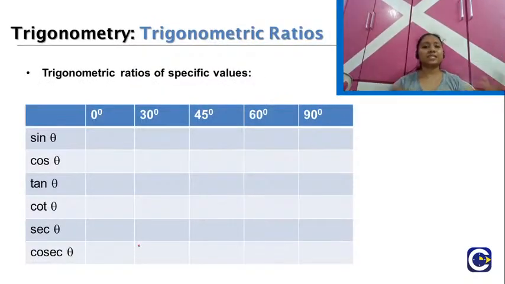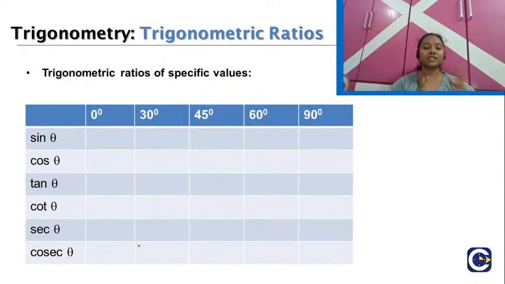To make it easier, I kept all this in a tabular form. Here I am taking 5 angles: 0 degrees, 30 degrees, 45 degrees, 60 degrees as well as 90 degrees. And we are considering all our 6 trigonometric functions: sin theta, cos theta, tan theta, cot theta, secant as well as cosecant theta. Now we'll begin with sin theta first, starting with 0 degrees.